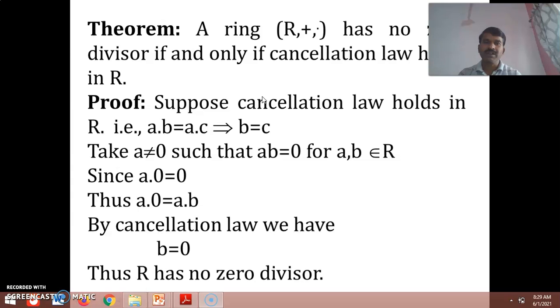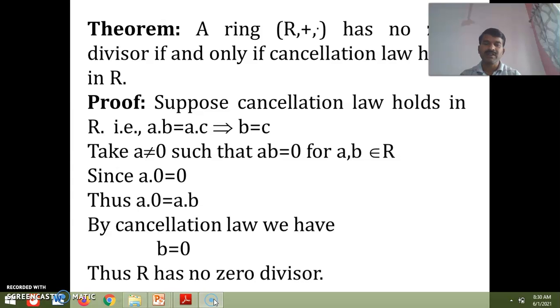A ring R has no zero divisor if and only if the cancellation law holds in that ring R. Suppose the cancellation law holds in R, that is, if we have the left cancellation law, A dot B equal to A dot C implies B equal to C. Now we take a non-zero element A such that A dot B equals 0, for all A, B that are members of R.